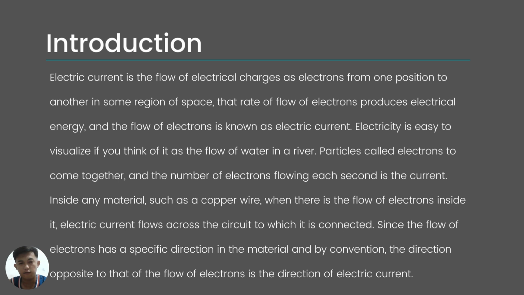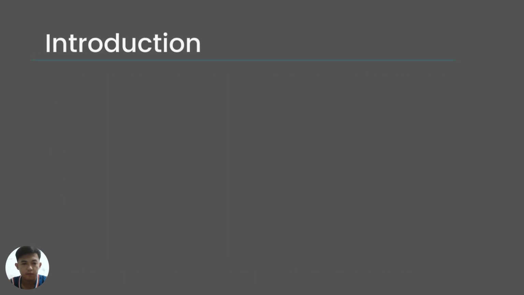Electricity is easy to visualize if you think of it as the flow of water in a river. Since the flow of electrons has a specific direction in the material, by convention, the direction opposite to that of the flow of electrons is the direction of electric current.